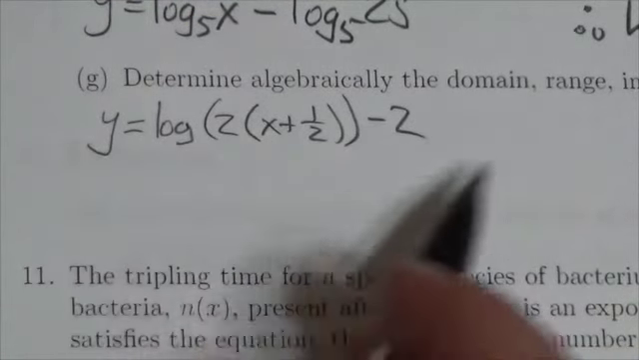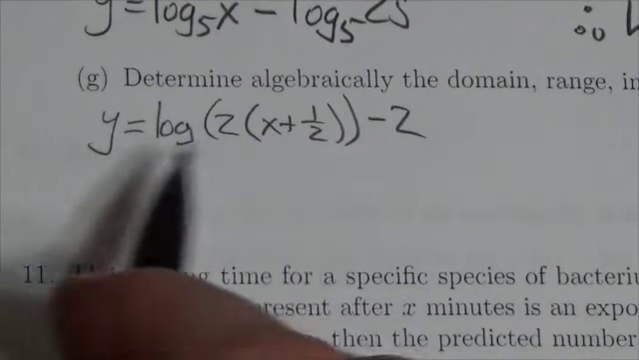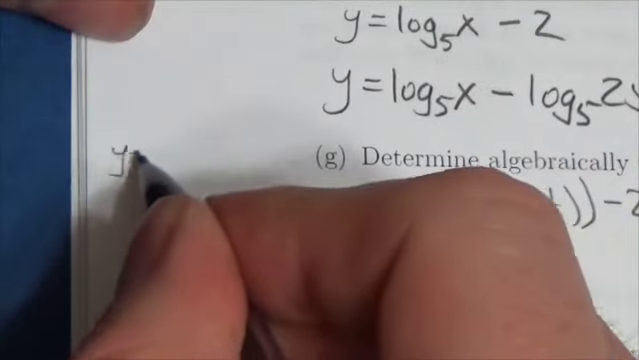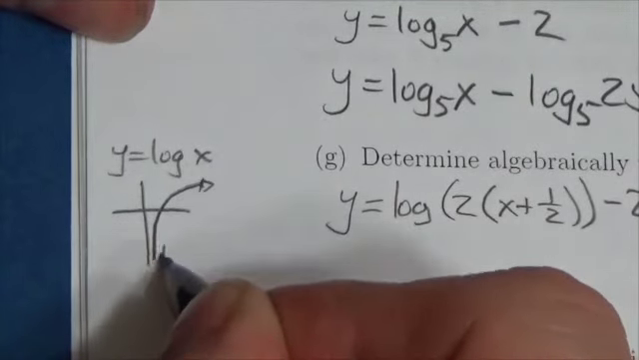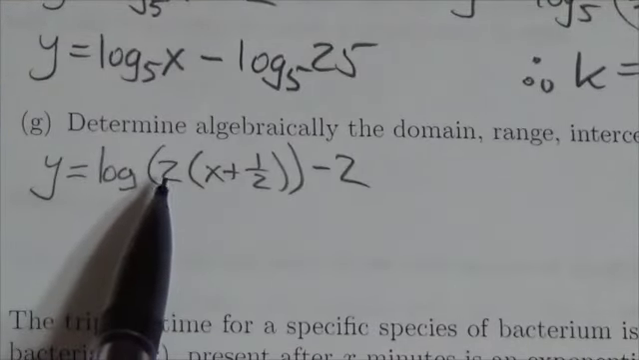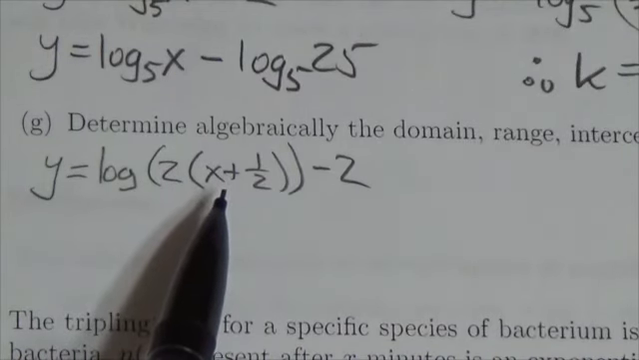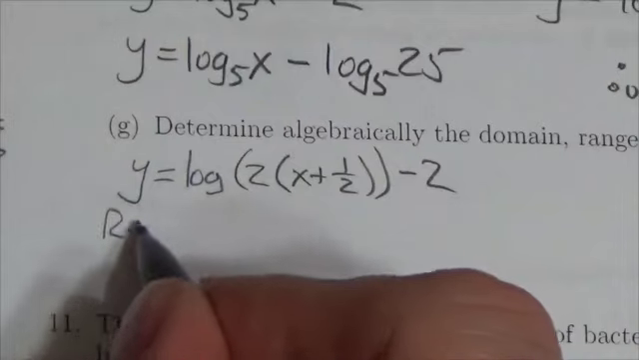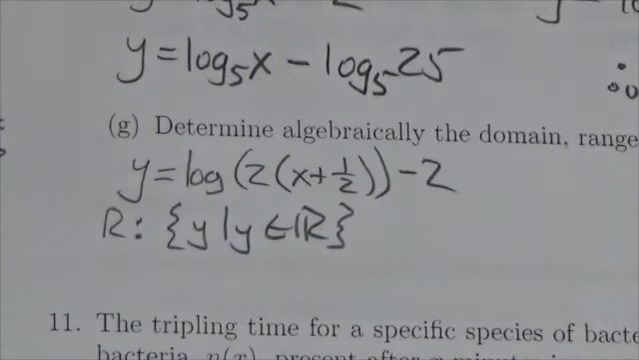Now I'm in a much better position to identify the domain and range. I'm going to hit the low-hanging fruit first. This is a logarithmic function. If I just wrote y equals the log of x, it would look something like this, and its range would be all reals. A horizontal stretch by a factor of 1/2, a horizontal translation 1/2 to the left, and a vertical translation 2 down, none of those are going to change that. So my range remains all reals.